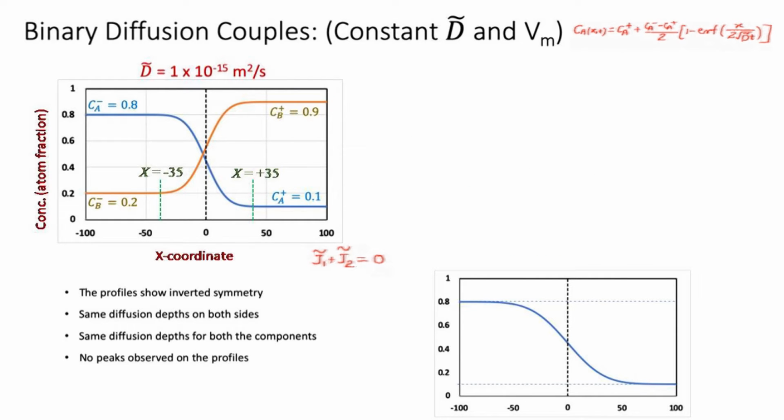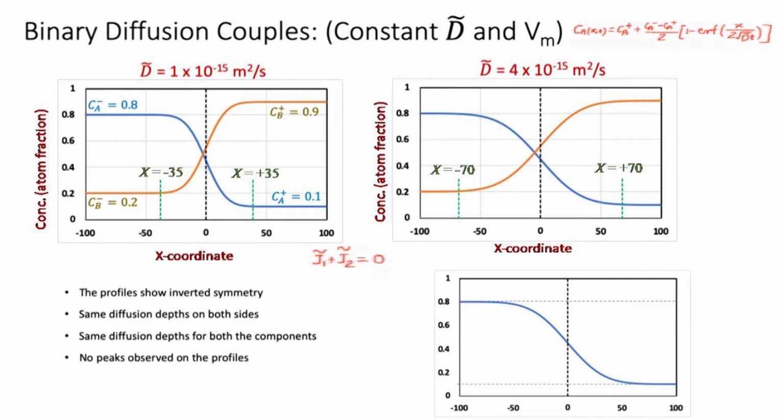Now, what happens if I change the interdiffusion coefficient? On the right side here I have shown the binary diffusion profile, and now I have taken the value of d tilde to be 4 times the one I used for the previous profiles.